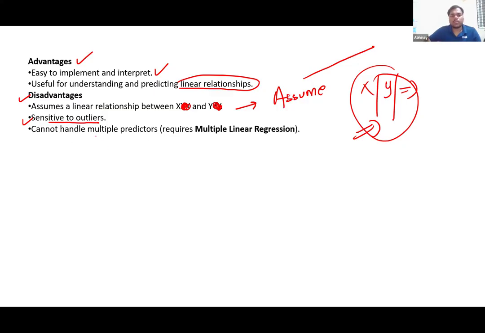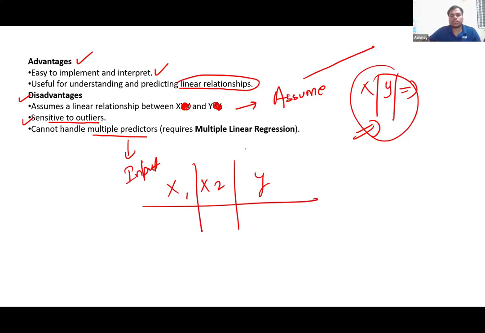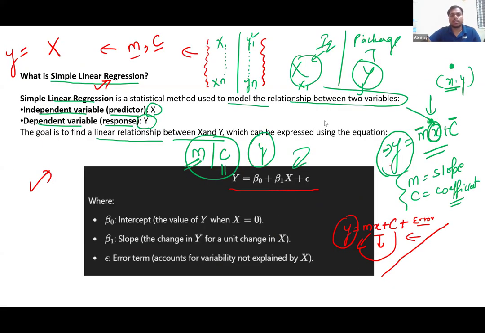And it cannot handle multiple predictors, right? It means that, suppose you have multiple inputs in your data set, X1 or X2 and then Y. For that purpose we will use multiple linear regression, right? So this is the simple introduction to linear regression.